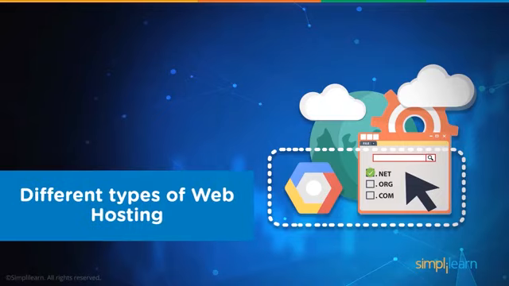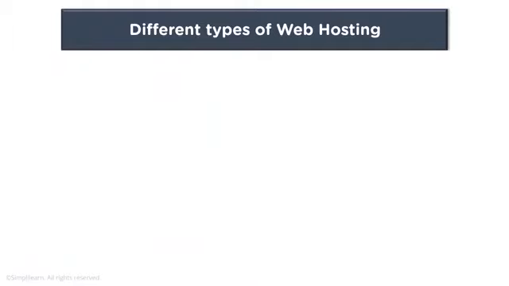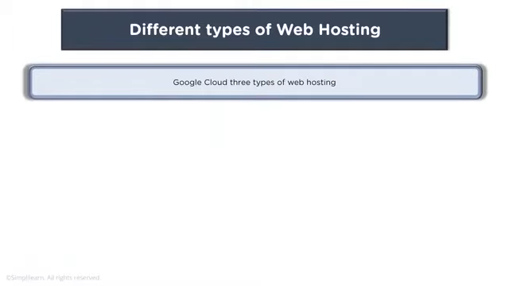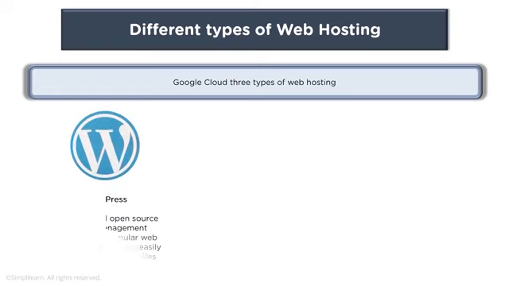Now, when you talk about different types of web hosting, Google Cloud offers three types. You have WordPress, a free and open source content management system. You might have used it in the past or have heard about WordPress, where a lot of websites are being created. It is a popular web publishing platform to easily set up blogs and websites, and is used by organizations or even individual users for having their blogs, running their websites, or promoting their products.